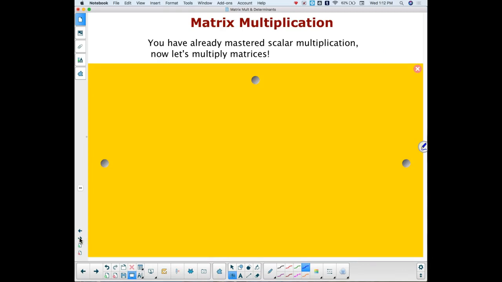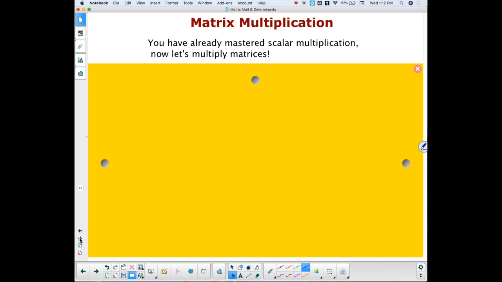We've already mastered scalar multiplication. That is different. Scalar multiplication deals with taking a single matrix and multiplying it by a number, basically increasing or decreasing the individual elements of that matrix by a number. Distributive property is how I described that on Friday. Today, we are going to multiply matrices.